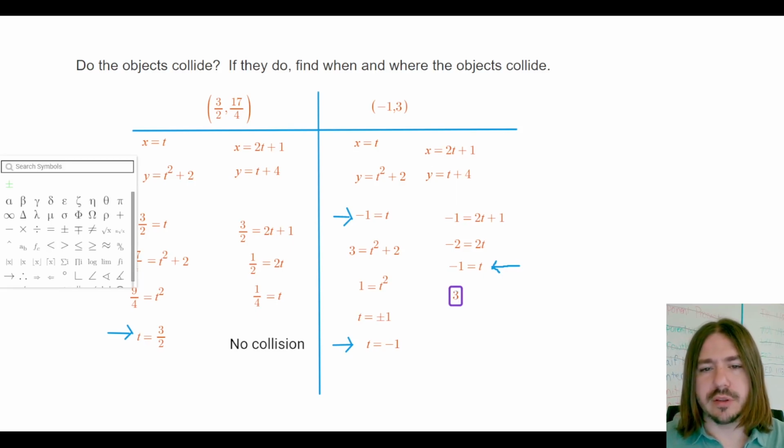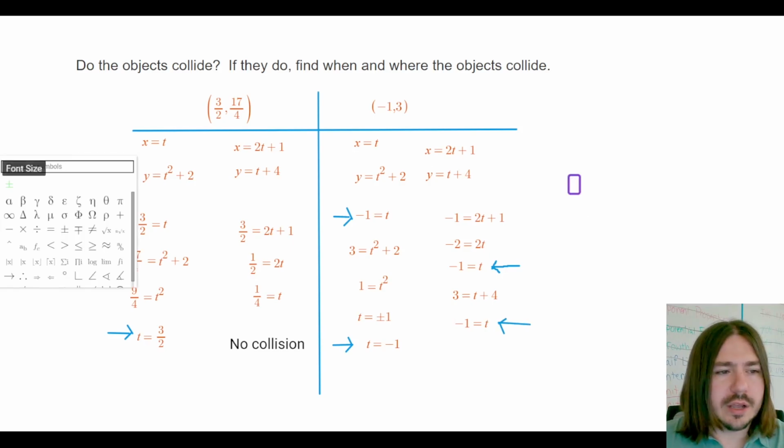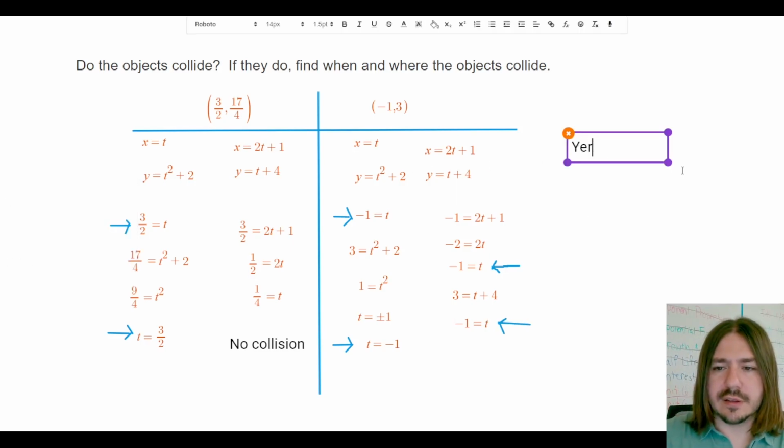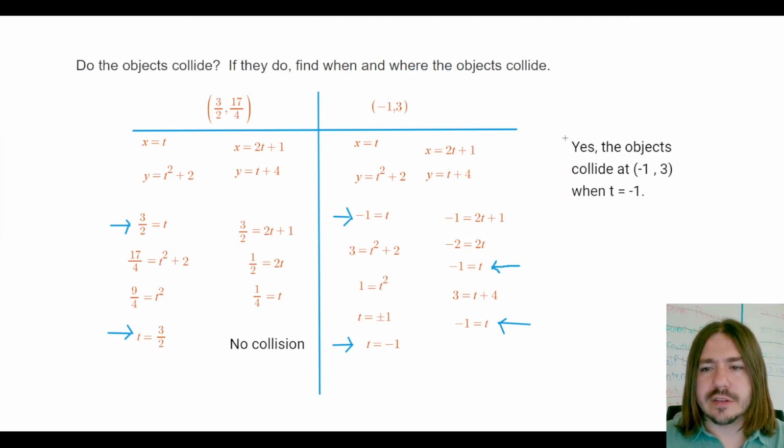The y coordinate is going to be 3. So 3 equals t plus 4. If I subtract 4 from both sides, I do get -1 for t. So yeah, we do have a collision, not at this first intersection, but at the second one. So the way we want to word this, we say, yes, the objects collide at (-1, 3) when t is -1. And that's going to be our answer for this last question.